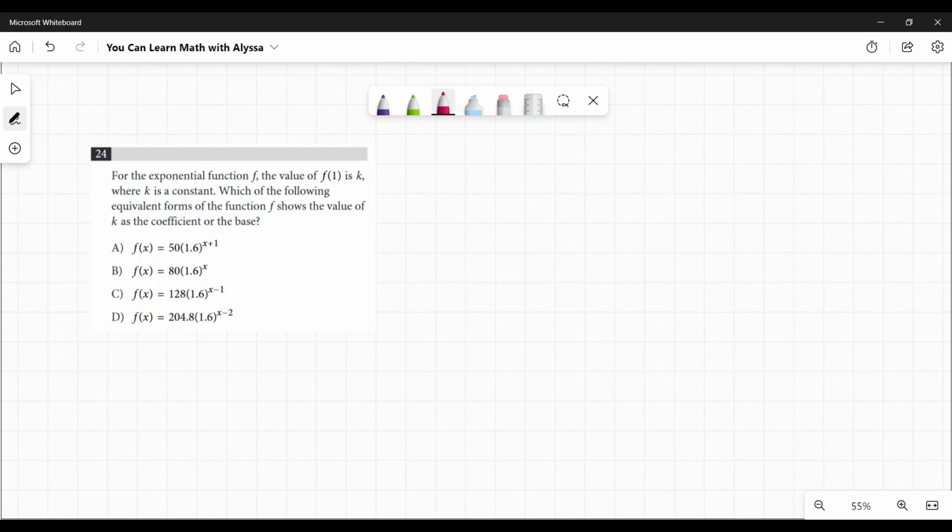Number 24. Oh my goodness, this one. I looked at this problem at first and went, what on earth are they asking? And I had to go back and reread it again to really get a handle on it. It's just strange. For the exponential function f, the value of f of 1 is k, where k is a constant. Which of the following equivalent forms of the function f shows the value of k as the coefficient or the base?